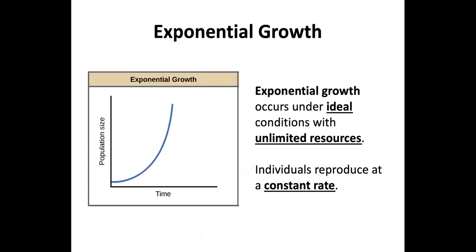So there are two types of growth curves that we have to be familiar with: exponential and logistic. So exponential growth occurs under ideal conditions with unlimited resources. So this takes what is known as a J shape. So exponential growth is a J-shaped curve. So individuals reproduce at a constant rate here. So it's J-shaped, so it continuously goes up. It continuously increases.